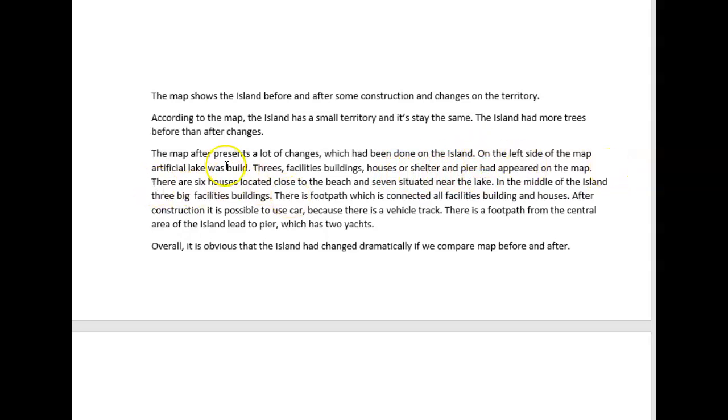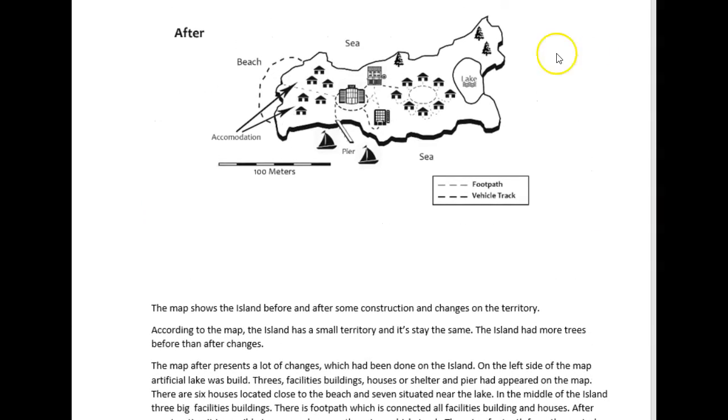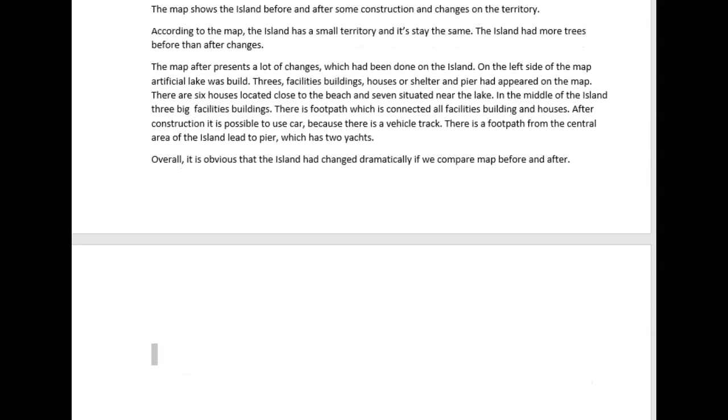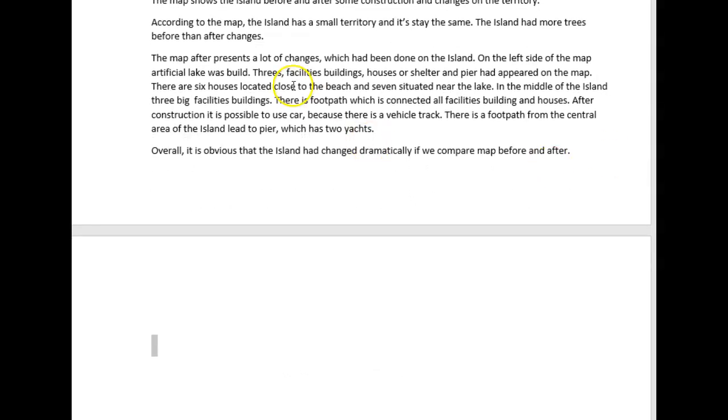There are 6 houses located close to the beach and 7 situated near the lake. In the middle of the island, 3 big facilities buildings. No, 3 big facilities were built. Specifically, if I'm not mistaken, it's a hotel, a mall, and I think it's a restaurant. There is a footpath which connects all buildings and houses.